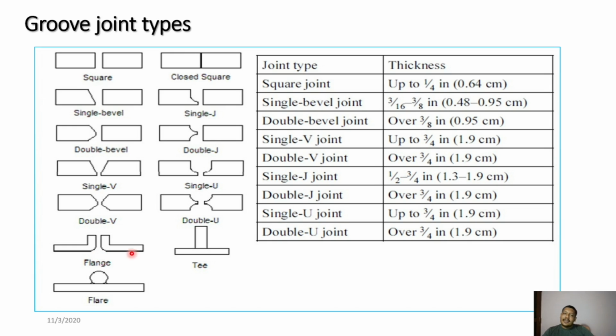You have flange welding, you will have T welding, you will have flare weldings are also possible in the case of welding. So these are the common grooves that you will be performing on the butt welding, and the selection is purely based on the thickness of the sheet metal. So if the thickness is very less, you can go for square. If the thickness is higher, then you have to go for double V or double J or double U joints.